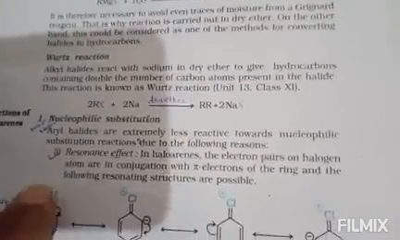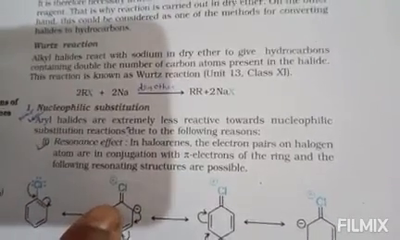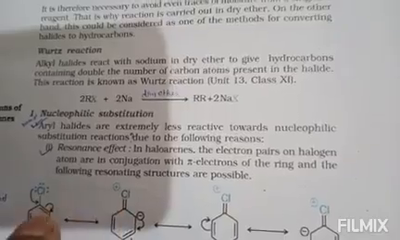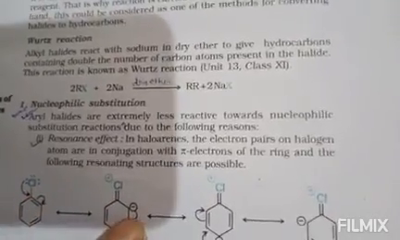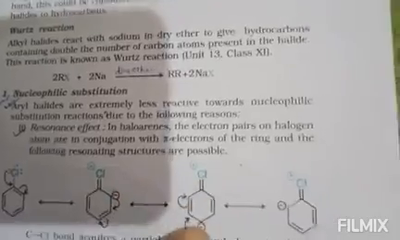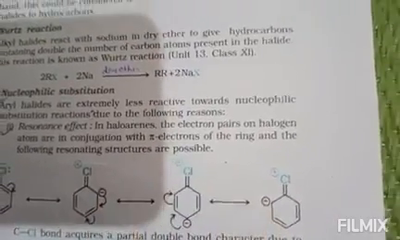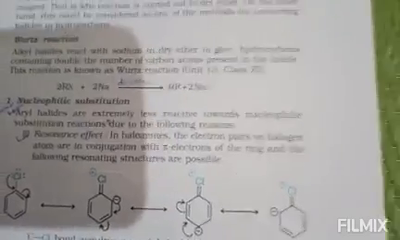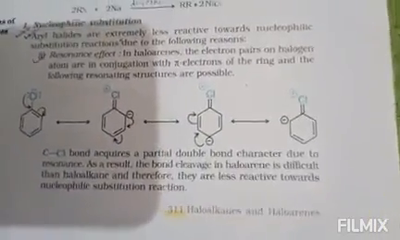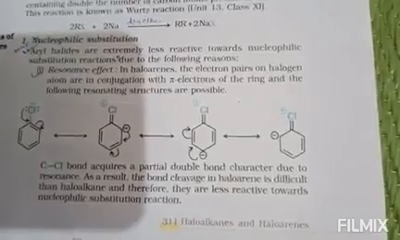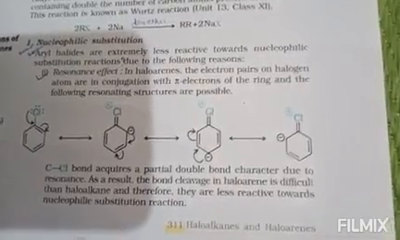That means this lone pair will be given to here, then you will get a double bond, and here the valency is more, so this electron pair will be given to here, so it will get a negative charge here. So that means there is delocalization of pi electrons. Like this one, delocalization of pi electrons takes place. This structure is called a resonance structure. The C-X bond acquires a partial double bond character due to the resonance.